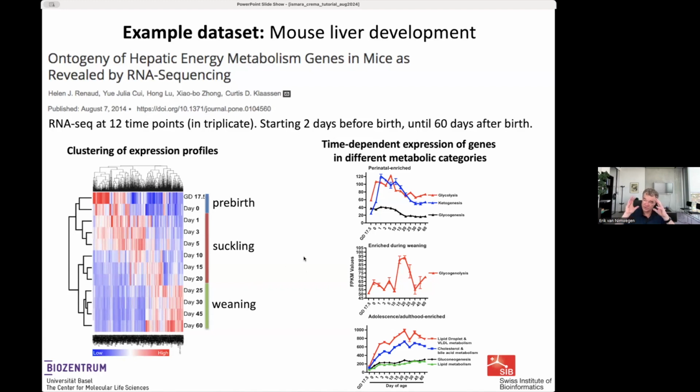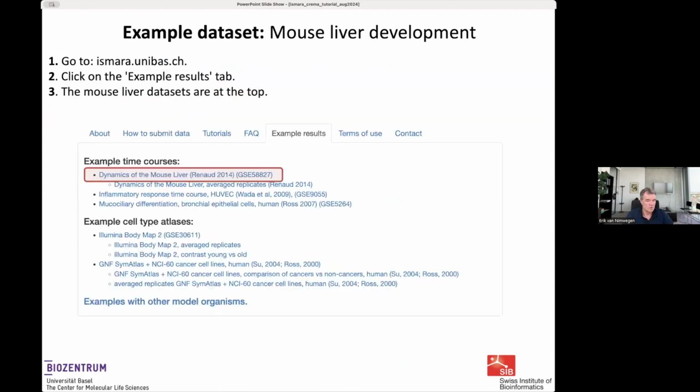And so now we just took the raw data and gave it to ISMARA. And now I'm going to show you what ISMARA finds on the same data. All right, so maybe it's useful for you guys to go and look at the results on the ISMARA web server, have a window by the side where you can look at it yourself. If you go to the ISMARA page, at the bottom of the page, there are these little tabs, and one of the tabs is example results.